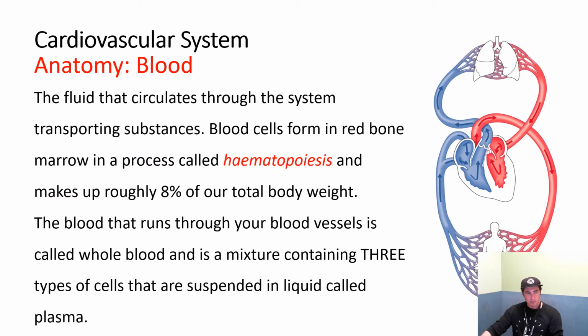So as we know, blood is the fluid that circulates through the system, transporting substances, gases, nutrients, wastes, hormones, all of those things we talked about. We know that blood cells are produced in our bone marrow. This process is called hematopoiesis, and blood roughly makes up 8% of your total body weight. The blood that runs through your blood vessels is called whole blood because it's a mixture of three different types of cells that are suspended in liquid called plasma. I'm going to look at these cells.